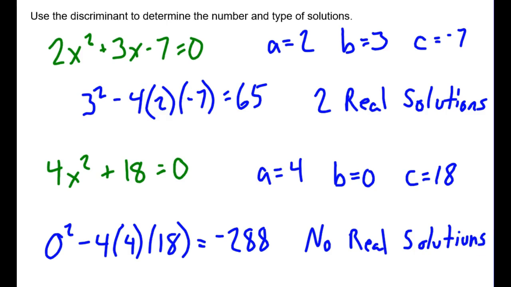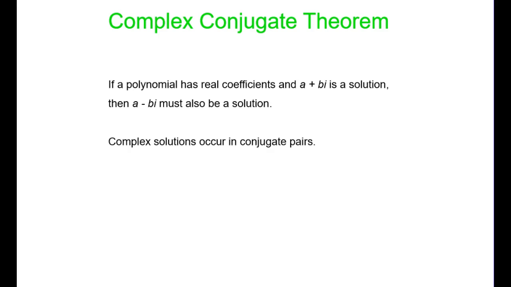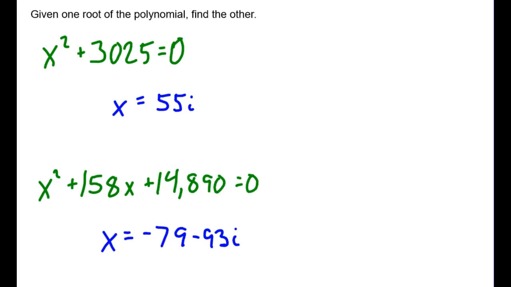If we would graph this quadratic equation, since there's no real solutions, that means if we look at the graph, it's never going to cross the x-axis. There will be no x-intercepts. The last main idea for this lesson is the complex conjugate theorem. This theorem says if a polynomial has real coefficients and a plus bi is a solution, then a minus bi must also be a solution. Complex solutions occur in conjugate pairs. In this example, given one root of the polynomial, find the other. First example, we have x squared plus 3025 equals 0.